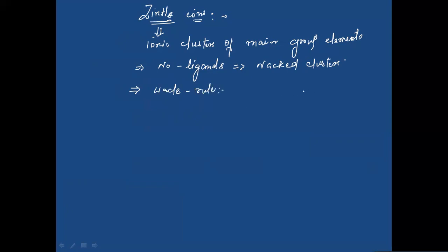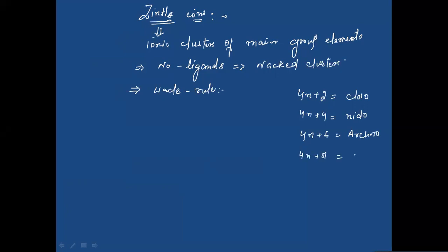On applying Wade's rule, if we get 4n plus 2, then the structure is closo. If we get 4n plus 4, then the structure is nido. If we get 4n plus 6, then the structure is arachno. If we get 4n plus 8, then the structure is hypo. And if we get 4n plus 10, then the structure is clado.